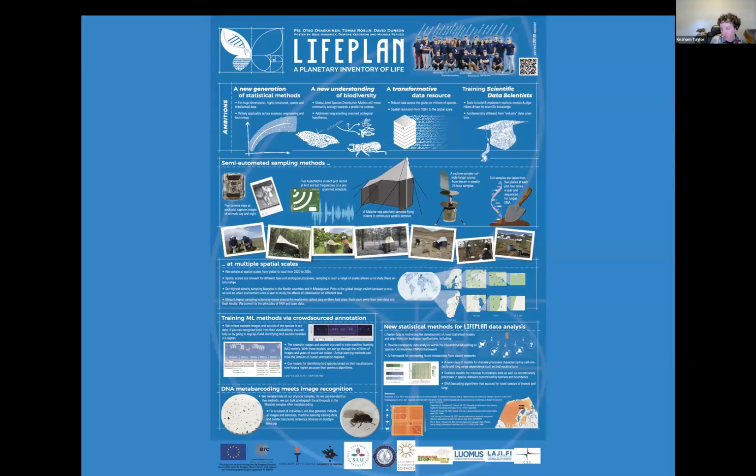So for machine learning and computer vision folks, often the first question in any new subject like biodiversity is what is the data? I'm part of a collaboration led by the University of Oulu, the University of Helsinki, and Duke University, and this is called LifePlan. LifePlan aims to build a planetary inventory of life and has enrolled 100 teams worldwide to collect different types of biodiversity data. So this is their poster.